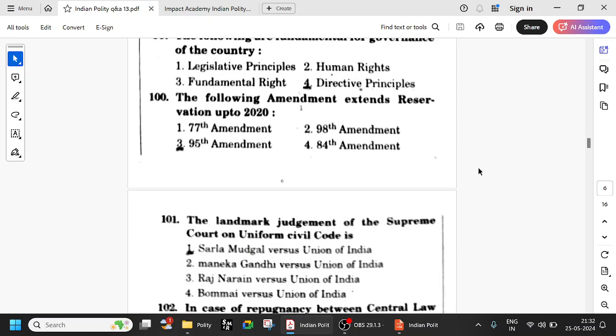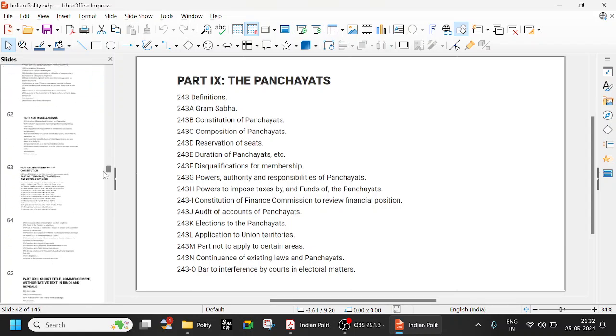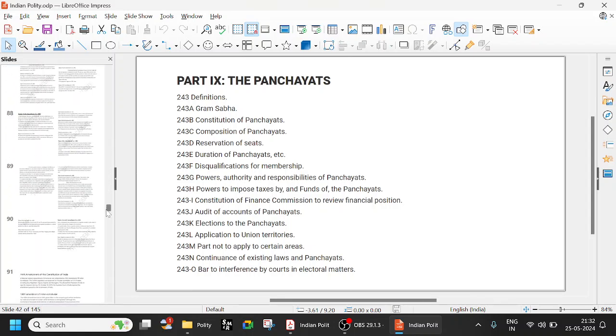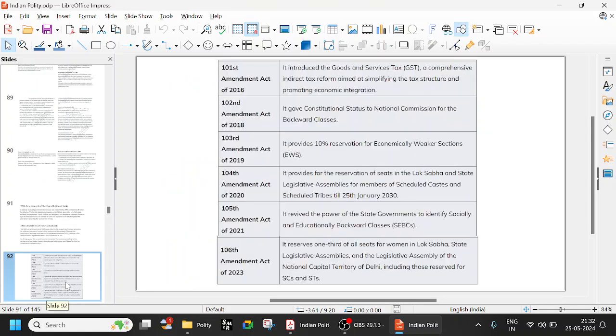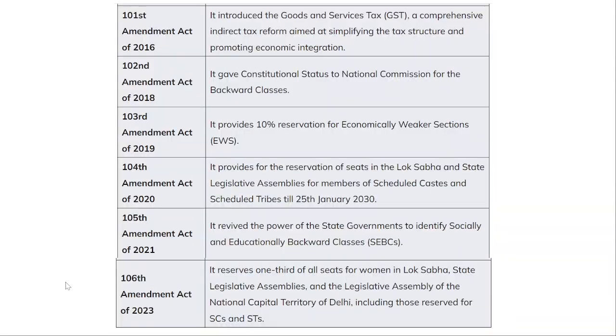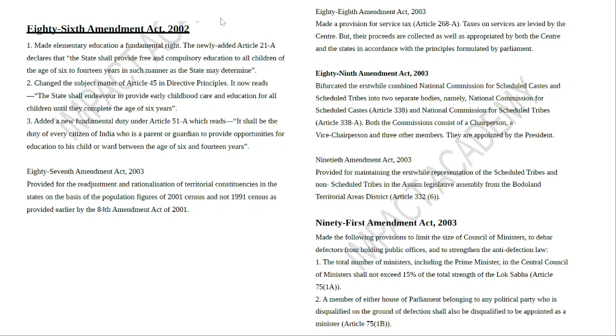Okay, the following amendment extends reservation up to 2020. So 95th amendment. So now we have come to the amendments, right? So let us also briefly look at these latest amendments, not all of them. Okay, see, these are the latest amendments. Let us quickly look at it. So let us go back to 95 is the question, right?